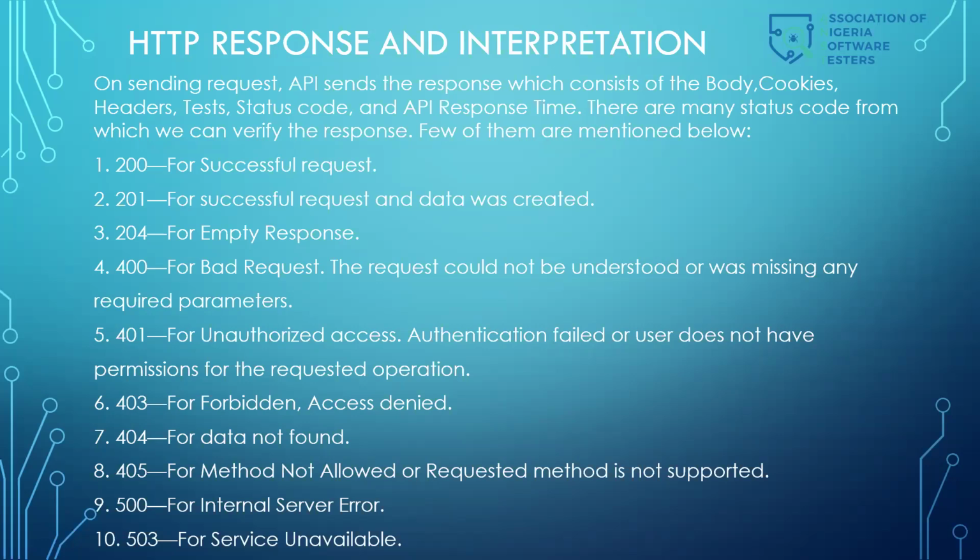So 200: when you get a 200 response, you know that it's successful. Most times you get 200 when you send a GET request. Then you have 201. Most of the time when you get 201, it means that it's a POST request. Sometimes you get a 204, meaning that.